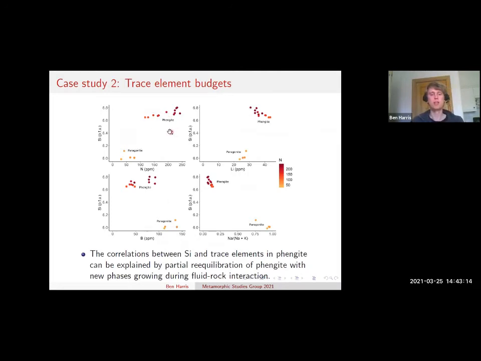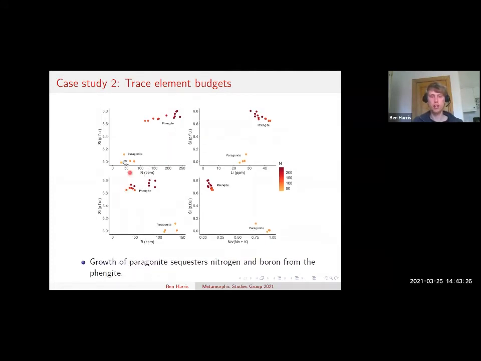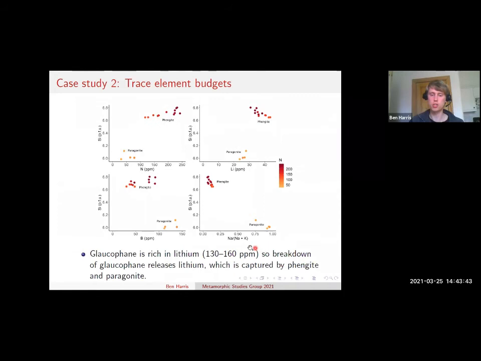So the correlations that we see in the phengite can be explained by partial reequilibration of the phengite with new phases growing during fluid rock interaction. So the growth of paragonite sequesters nitrogen and boron from the phengite, and therefore we see a decrease in the silicon content during fluid rock interaction that's associated with a decrease in nitrogen and a decrease in boron. However, the glaucophane that we measured was quite rich in lithium, richer than the phengite and the paragonite.